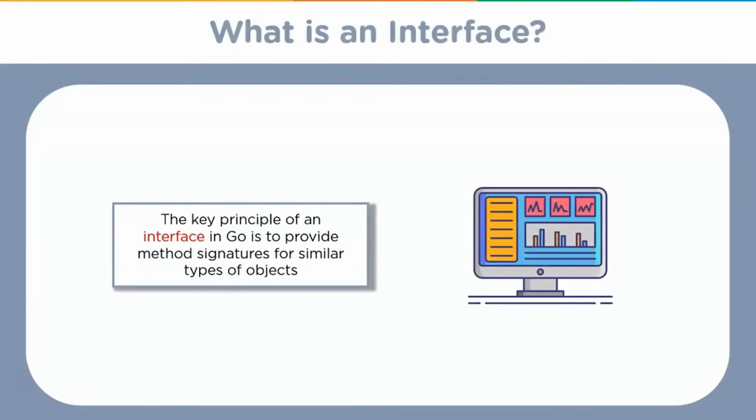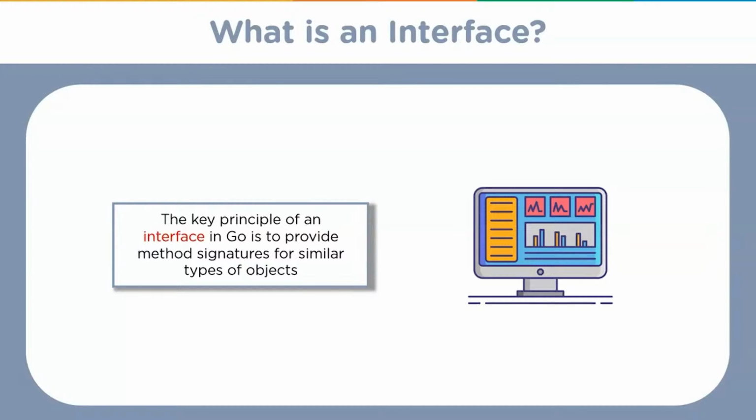The key principle of an interface in Go is to provide method signatures for similar types of objects. Go does not have classes and inheritance to implement object orientation. Go has the interface and abstract type to fulfill this purpose. For example, motor vehicle can be an interface with method signature mileage. Any type which provides definition for mileage method is said to implement the motor vehicle interface.